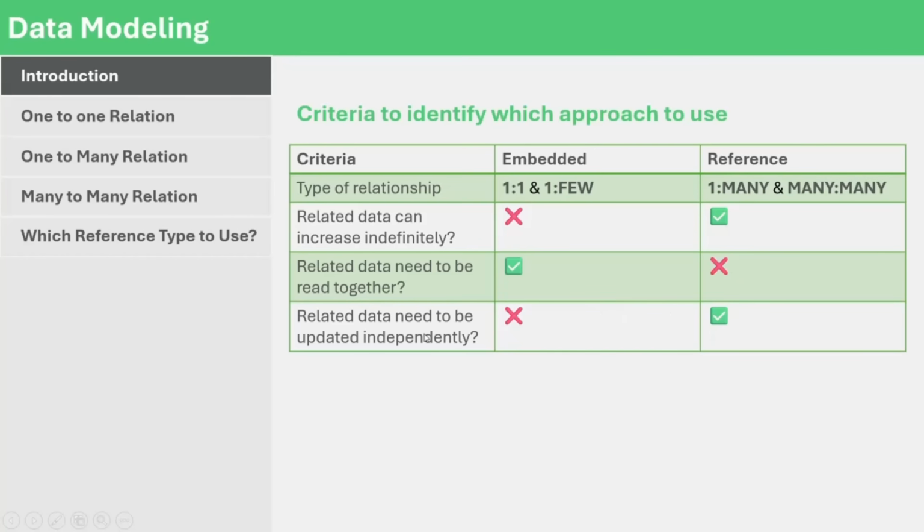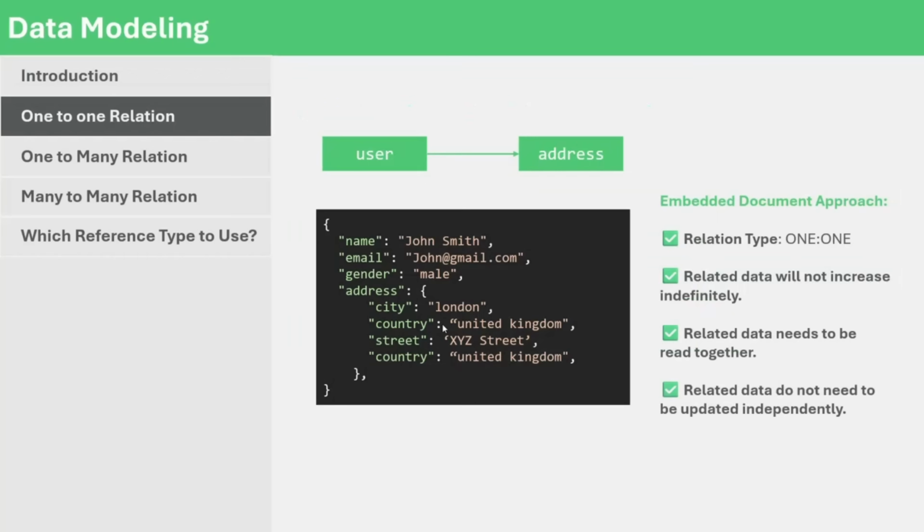And finally, we will also check if the related data need to be updated independently. If it needs to be updated independently, then embedded document approach is not advised. In that case, we should go with reference approach. So let's try to understand this with few examples. And let's start with two data entities which have one-to-one relationship. So here I'm taking user entity and address entity. So user and address has one-to-one relationship.